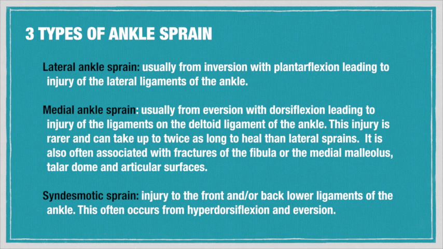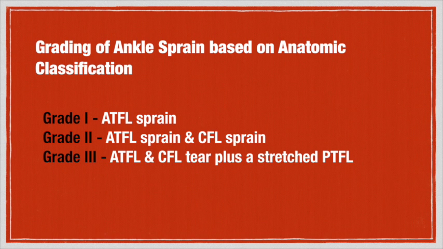And the last one, the syndesmotic ankle sprain, is an injury to the front or back lower ligaments of the ankle. This often occurs from hyperdorsiflexion plus eversion. The anatomical classification of ankle sprains includes three grades. Grade 1, ATFL is stretched. Grade 2, ATFL is torn plus a CFL stretch. Grade 3, ATFL and CFL are both torn plus a stretch in the PTFL.